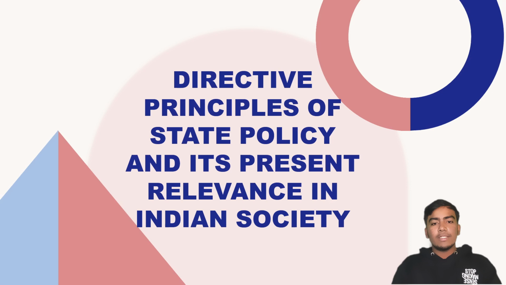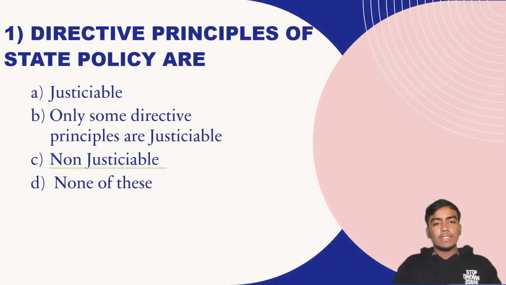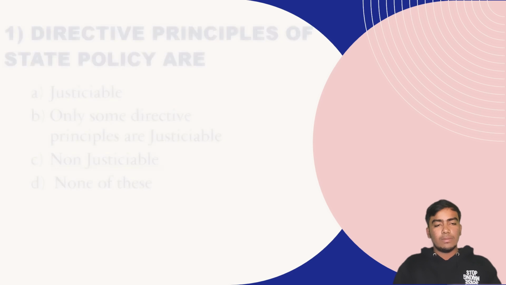So the third topic is directive principles of state policy and its present relevance in Indian society. The first question in this topic is: directive principles of state policy are A. Justiciable, B. Only some directive principles are justiciable, C. Non-justiciable, and D. None of these. The correct option is non-justiciable.